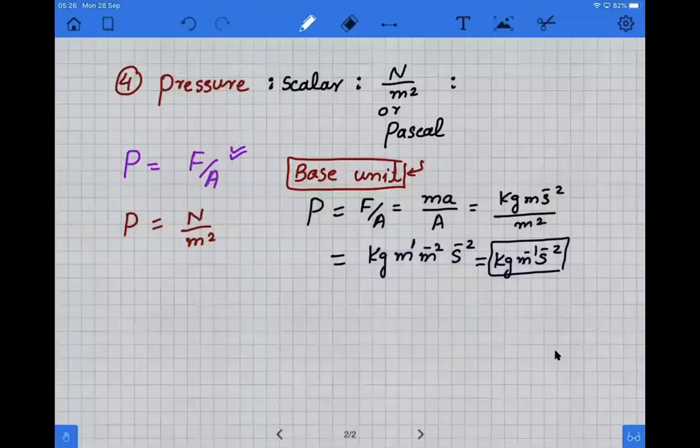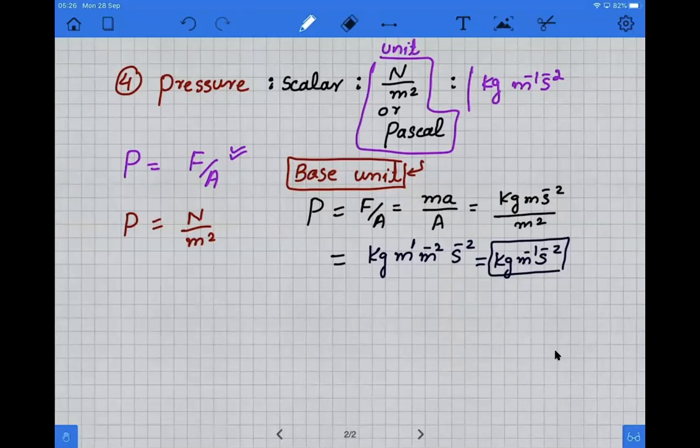So the pressure base unit is kilogram meter power minus 1 and second power minus 2. So this is the unit of our pressure. The unit for pressure is Pascal, and the base unit is kilogram meter minus 1 and second minus 2. So this is pressure.